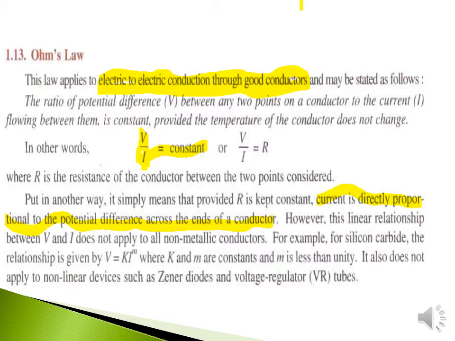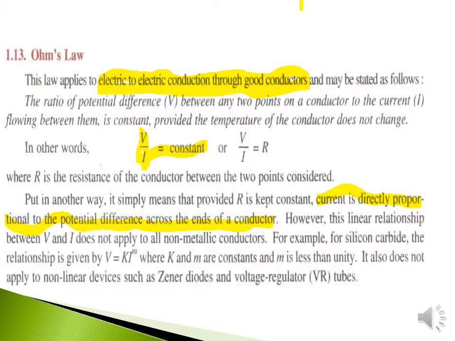If we keep it constant, that means the resistance of the material is kept constant. Current is directly proportional to the potential difference across the ends of the conductor. However, this linear relationship between V and I does not apply to all non-metallic conductors. If we put R constant, then V, that is voltage, is directly proportional to the current, so the relationship gives a linear curve.